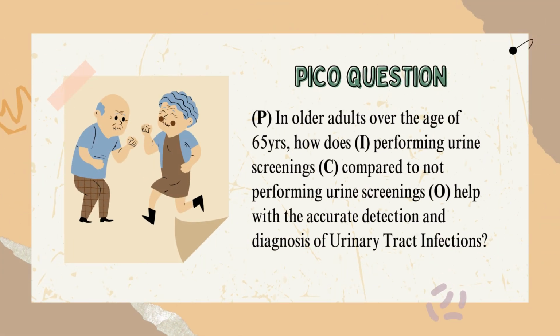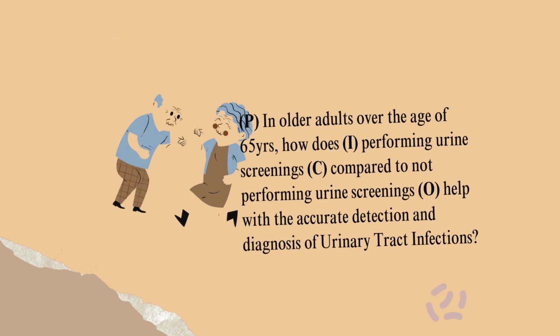Our PICO question is, in older adults over the age of 65, how does performing urine screenings, compared to not performing urine screenings, help with the accurate detection and diagnosis of urinary tract infections? For this presentation, urine screening includes a urinalysis, urine culture, blood culture, and urine dipstick, and we will talk about the different types of urine screening in the comprehensive discussion and summary of our articles.